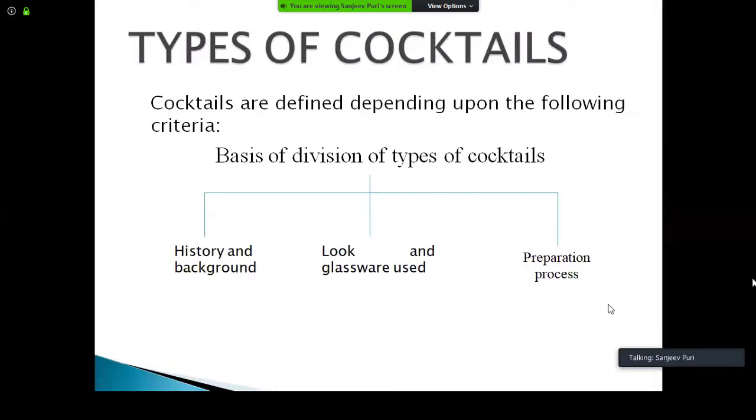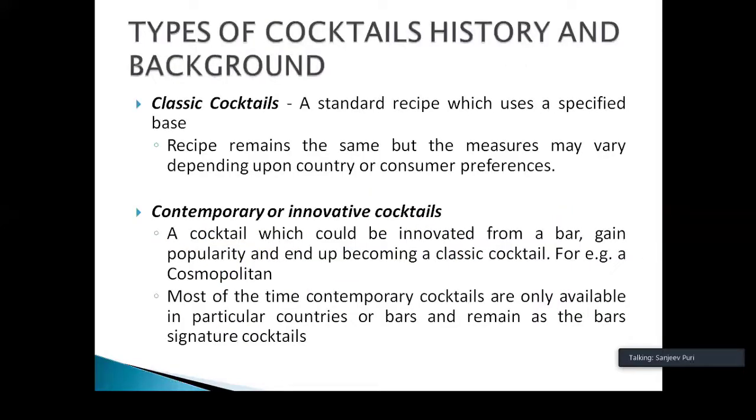So, types of cocktails. Cocktails are defined depending upon one of the following criteria: history and background, look and the glassware used, and the preparation process. The first type is history and background. These are also known as classic cocktails. Standard recipe which has a specified base. The recipe remains the same, but measures may vary depending upon the country and the consumer preference.